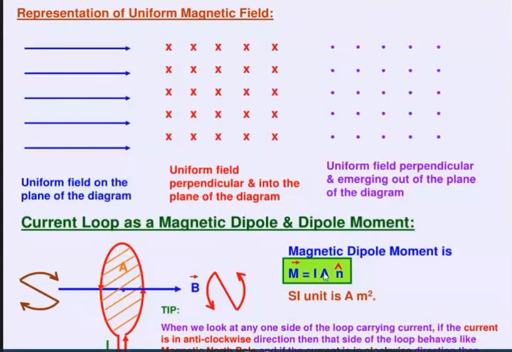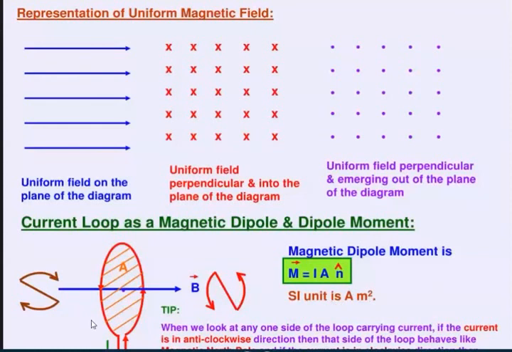So here you will see that a square bracket A and L square. This is the dimension. SI unit of magnetic dipole moment is, SI unit of current is ampere and SI unit of area is meter square. So ampere meter square is the SI unit of magnetic dipole moment.